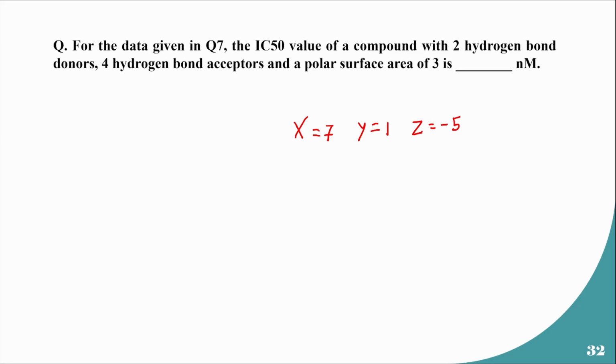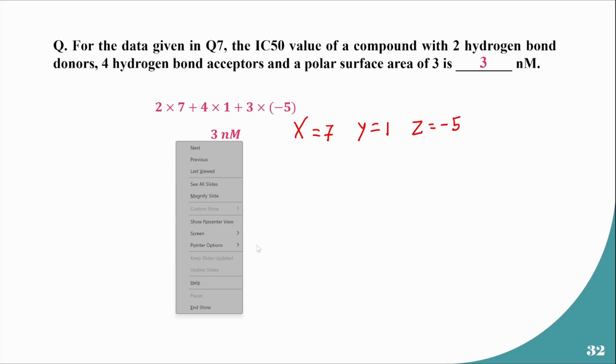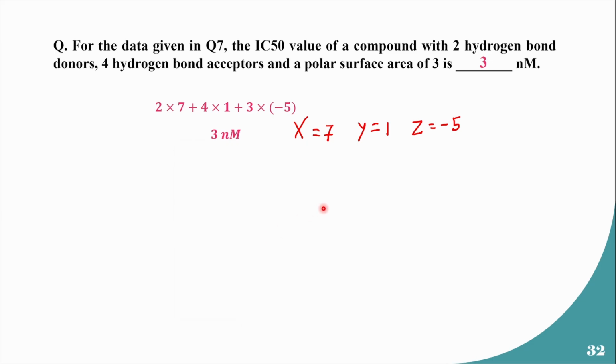So you can use these values for donor, acceptor, and polar surface area, and then you should get a resultant value. So here we see answer 3. Yeah, basically it will be 3. So if you just have 2 hydrogen bond donors, so 2 times 7 plus 4 times 1 plus 3 times -5. So ultimately you will get the value of 3 nanomolar. Okay. So this is how you can solve this kind of numeric problems.